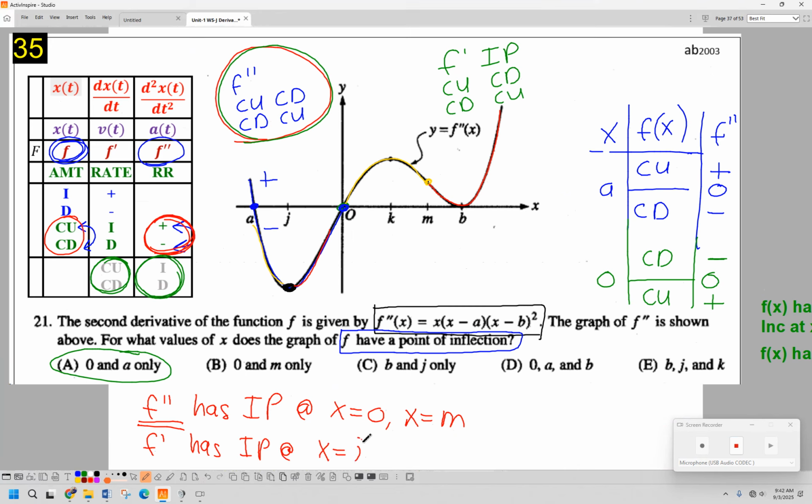Like that. Same would happen at K and also B. So the inflection points that are happening on f double prime are different than the inflection points that are happening on f prime. But I can use f double prime to identify where f has an inflection point.